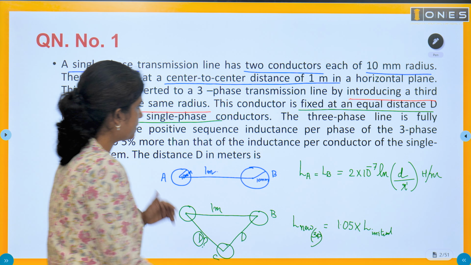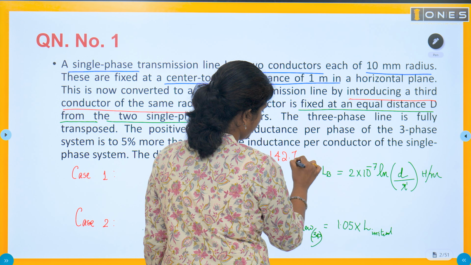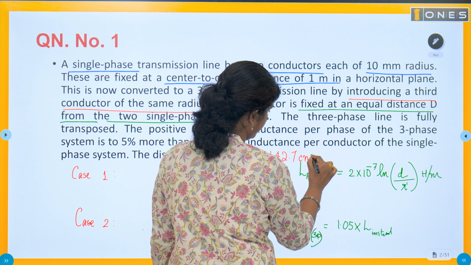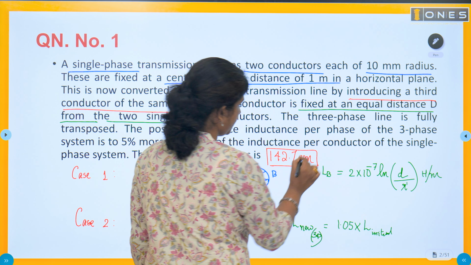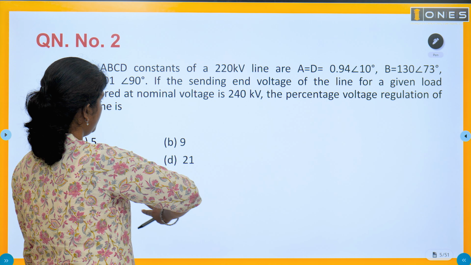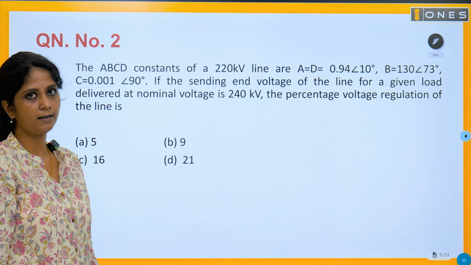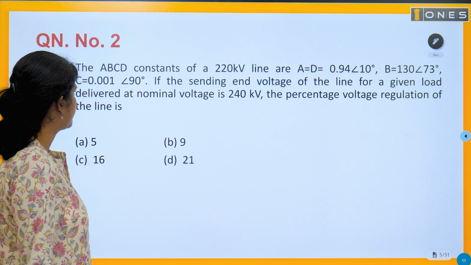So the answer comes to 142, a numerical type question. So 142.7 centimeter. Yes? Okay. Now we'll move on to the second question, on the performance of transmission line.